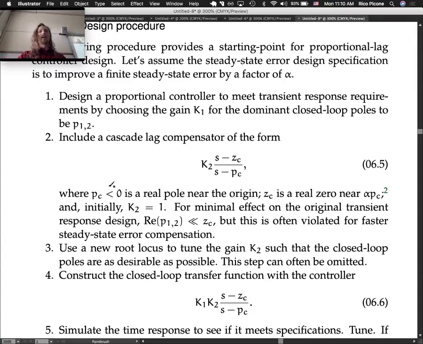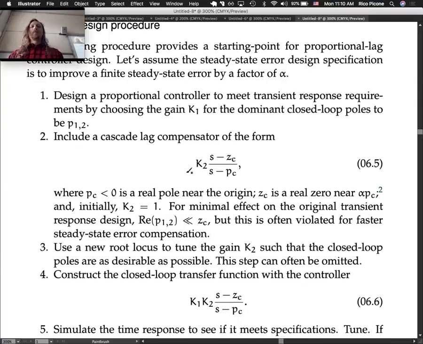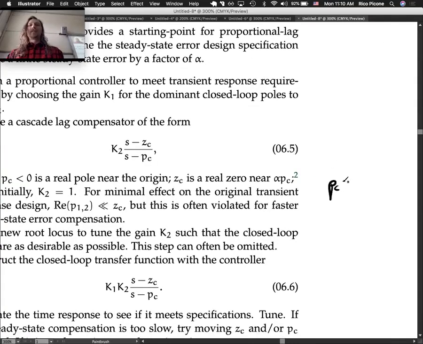So for minimal effect on the original transient response design, make sure that this is the zero. So if you choose that pole to be super close to the origin, then the zero is going to be super close to the origin too, right? If you chose PC to be negative 0.001, for instance, that would be really close to the origin. That would mean that your initial ZC would be negative 0.01.